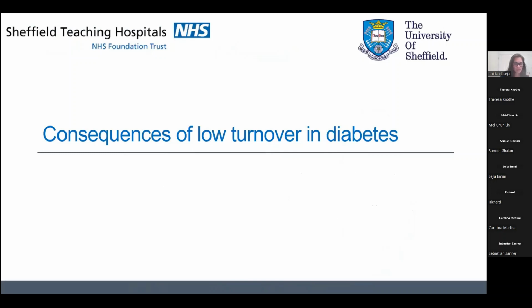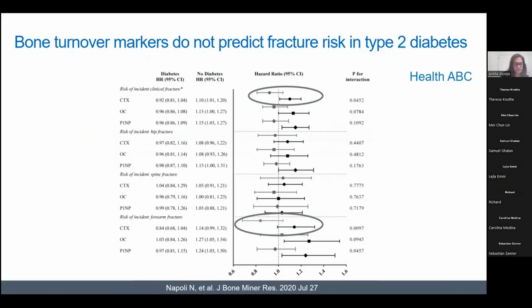When we move on to what the consequences of the low bone turnover in people with diabetes would be, here I'm showing you a table from the Health ABC study, where one of the analyses was led by Nicola Napoli and Richard Easter. The Health ABC study is a well-characterized study with older women in their 70s. If you start on the top here and we look at the bone marker for bone resorption, CTX, and its relationship to all clinical fractures, the darker circle represents women without diabetes.